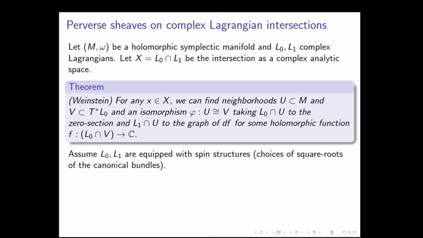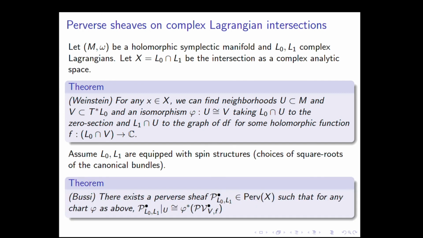In this situation, we are going to try to build a perverse sheaf of vanishing cycles on the entire intersection X. To do this, we'll first need an assumption that L0 and L1 are equipped with what we call spin structures, by which I mean choices of square roots of the canonical bundles of those Lagrangians. Now, spin structures in this sense are parametrized by the first cohomology group with Z mod 2 coefficients. So actually, if our Lagrangians were, say, simply connected, then they are unique.